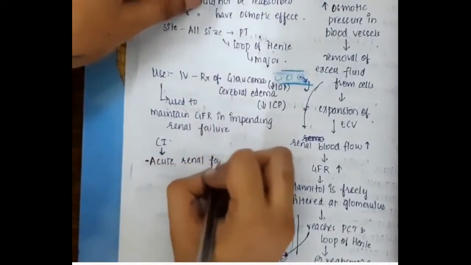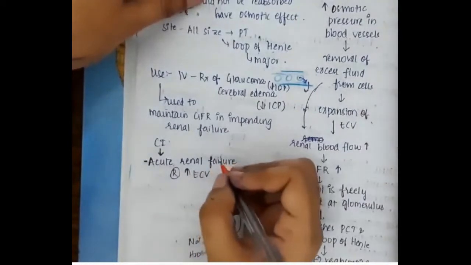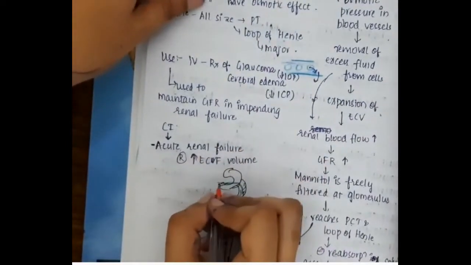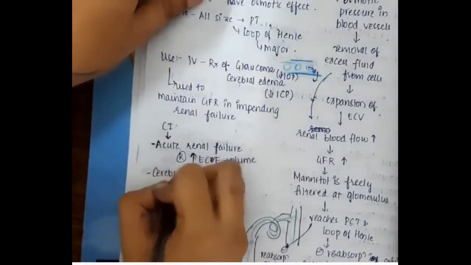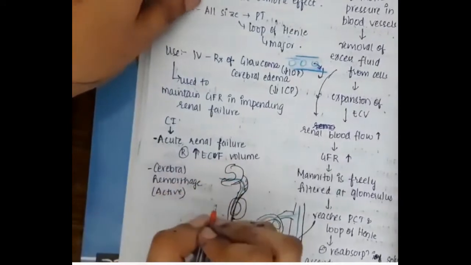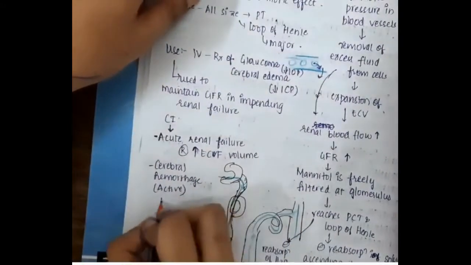Then it is contraindicated in acute renal failure, because this will increase the extracellular fluid volume. It is also contraindicated in cerebral hemorrhage, because mannitol will worsen the cerebral hemorrhage. So this is about the osmotic diuretic mannitol.